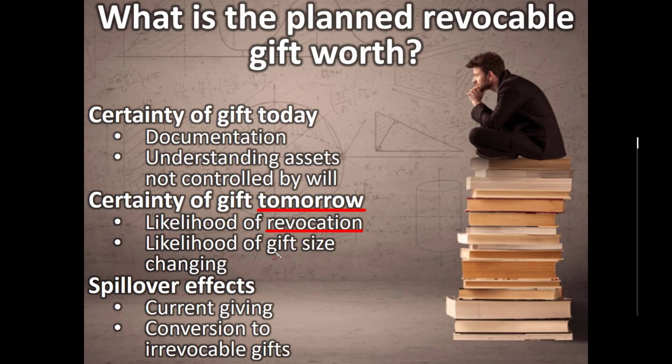There's also the likelihood or possibility of the gift size changing. Now, maybe this gift size changes because the gift itself goes down, right? That I had named you in my organization for a lot of money, and then later I changed my mind. I don't like you as much, and so now I name you for not very much money, right? But it could also be that I might name an organization for a percentage of my estate, right?